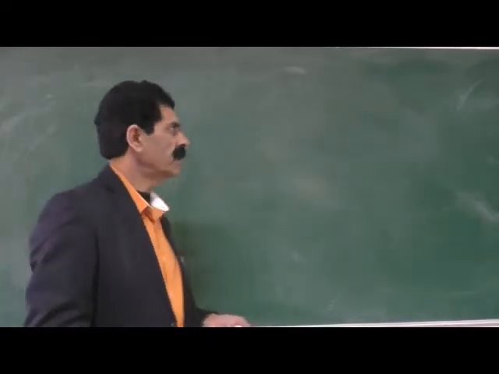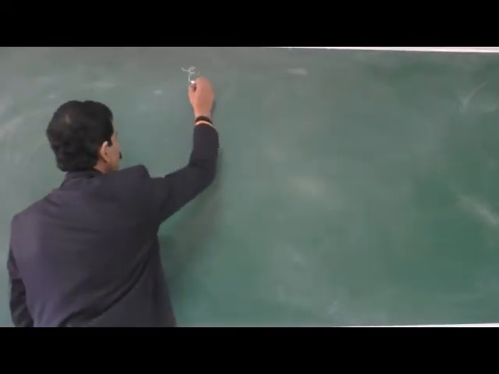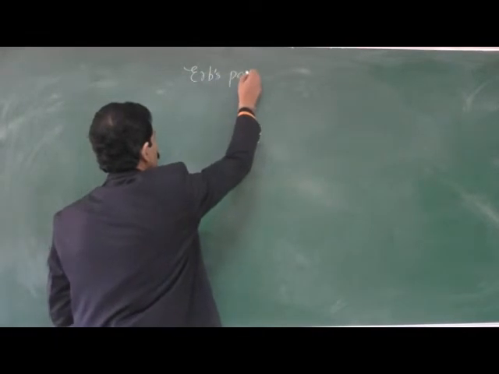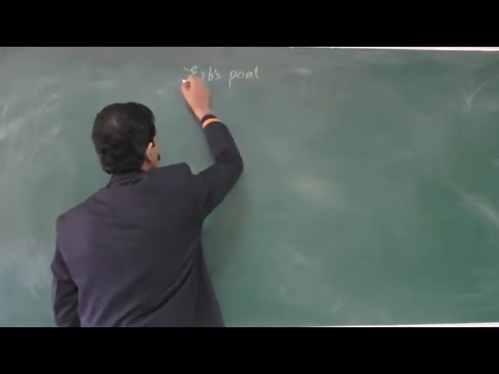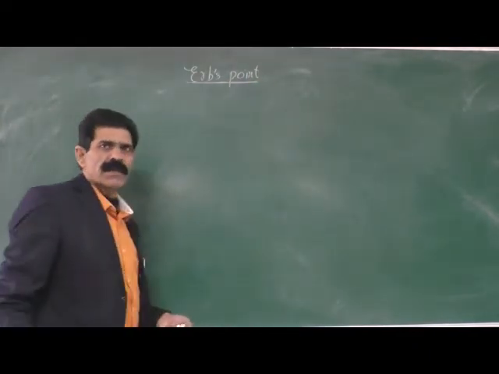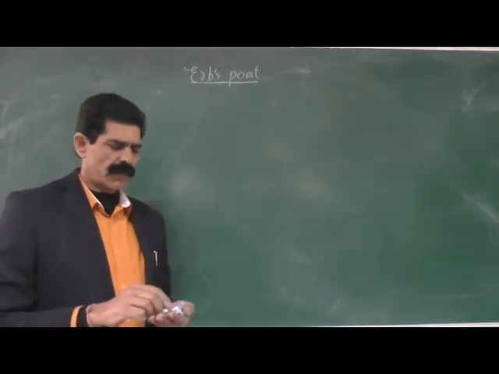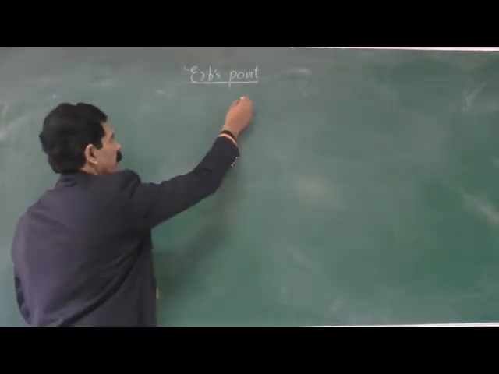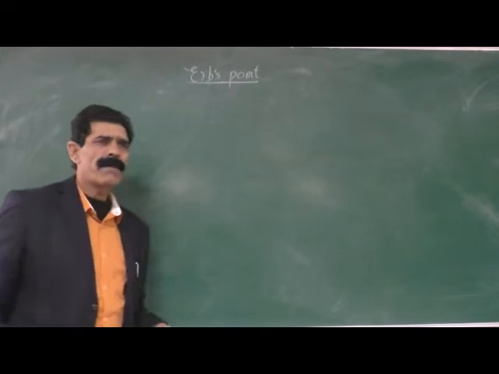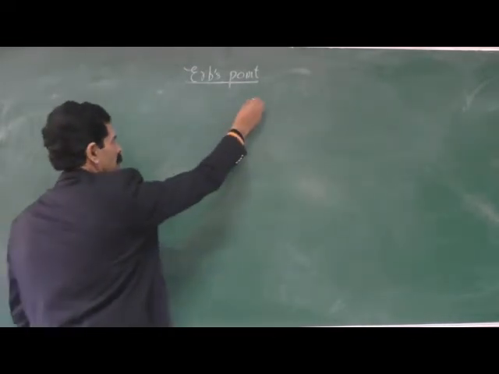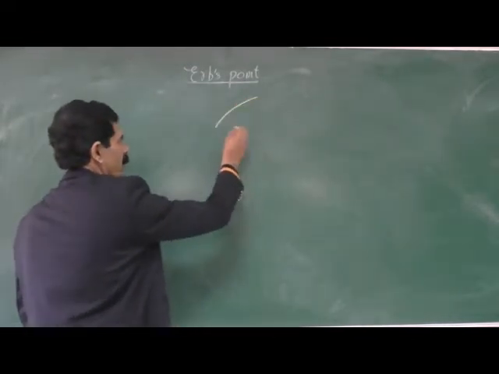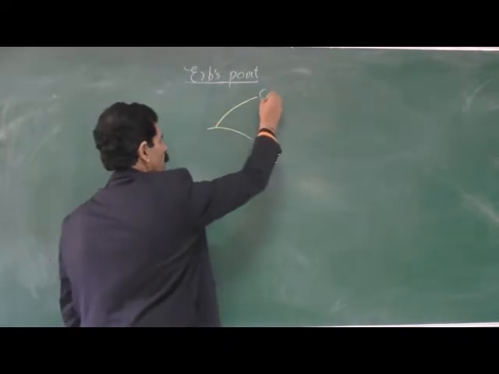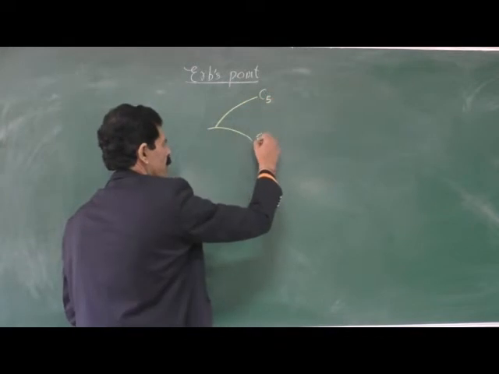So today we will do the Erb's point. Erb's point is a point or an area of the brachial plexus where the six nerves meet. So the six nerve meeting point is called the Erb's point. The nerves are the roots of C5 and C6.